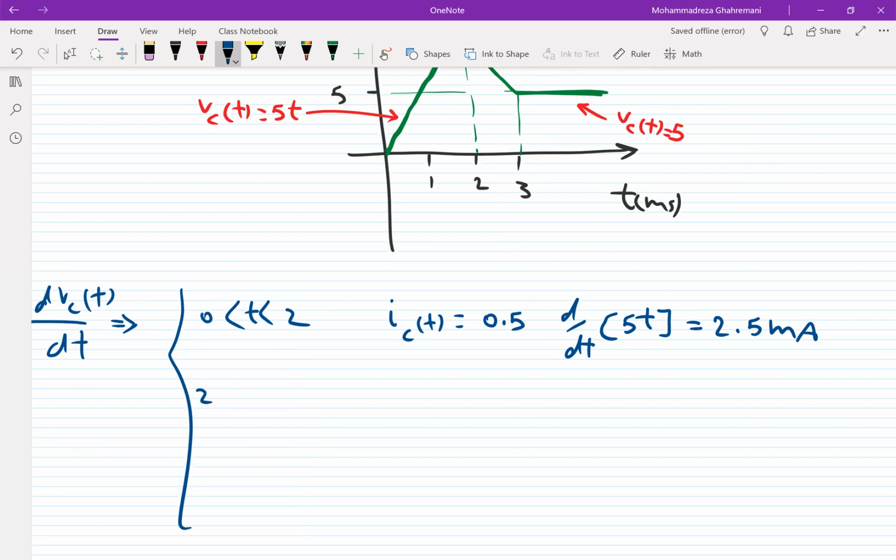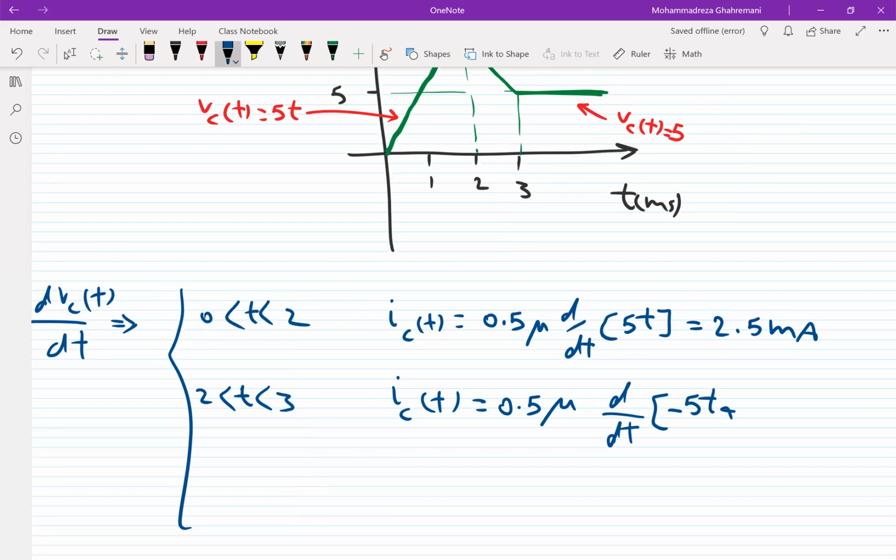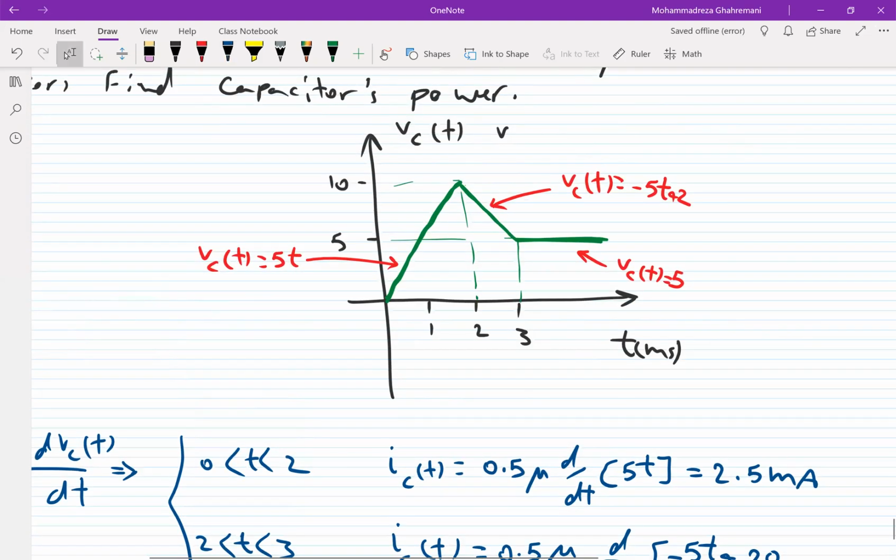For t from 2 to 3, Ic(t) is equal to 0.5 micro d/dt of negative 5t plus 20. So in the figure, the equation of the second line is negative 5t plus 20, not 2.